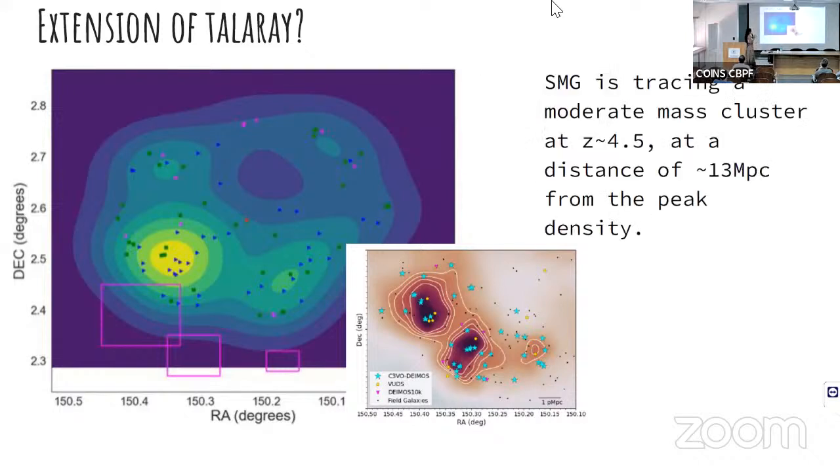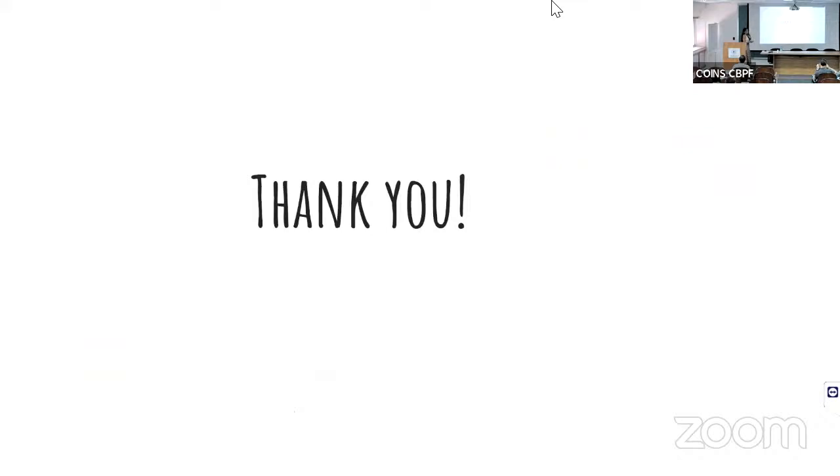So what we found is that the SMG is tracing a moderate mass cluster at this redshift 4.5, but it's not inside the peak of the density, but at a distance of 13 megaparsec from the peak density. And that's it. Thank you.